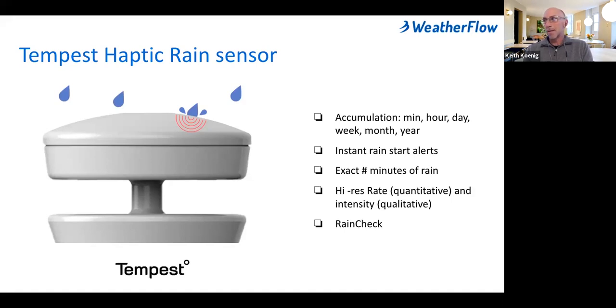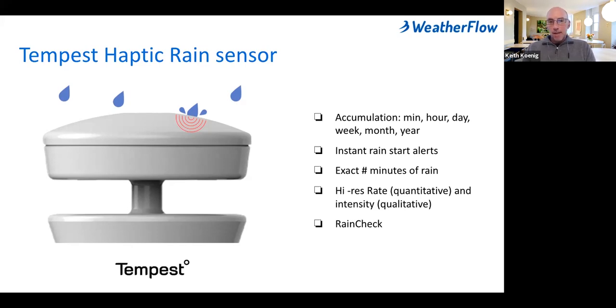So we can look back and say, you know what, yesterday, your accumulation might have been 1/10 of an inch, but we know that that 1/10 of an inch came in 187 minutes yesterday, so that you can get those additional pieces of data. So if you're living in Seattle where you say it rained all day, but you only had 1/10 of an inch, you'll know exactly the number of minutes of rain you had in a given day.